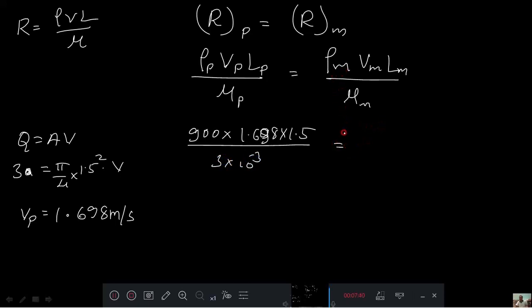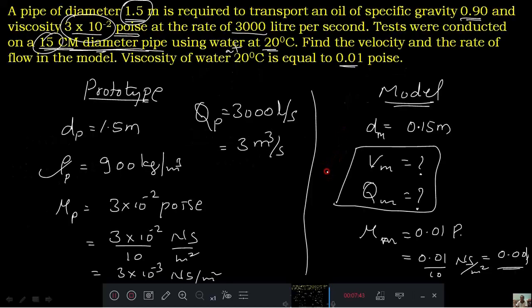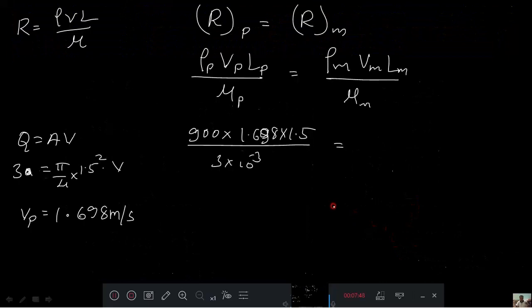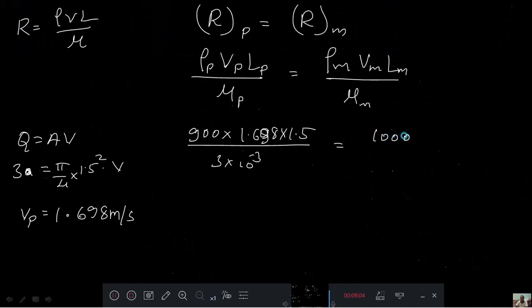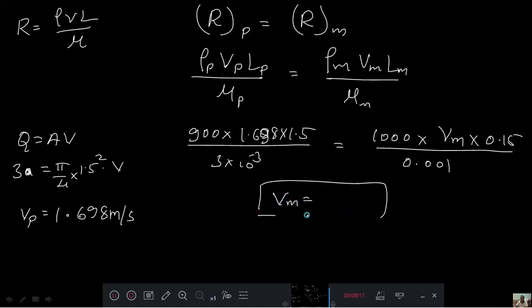Equal to rho of the model. Rho of the model is given? Check it. Not given. Why not given? Because here water is said. Water is said means what? Rho of the model will be 1000 kg per meter cube, water I know that. That's why 1000 into velocity, that is unknown, what I want to calculate, and this is 0.15 divided by 0.001. Then I will calculate Vm is equal to how much?